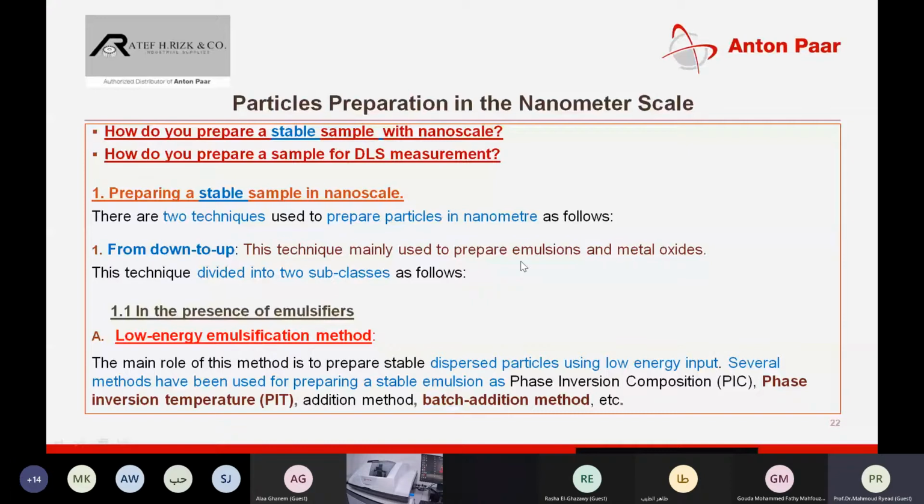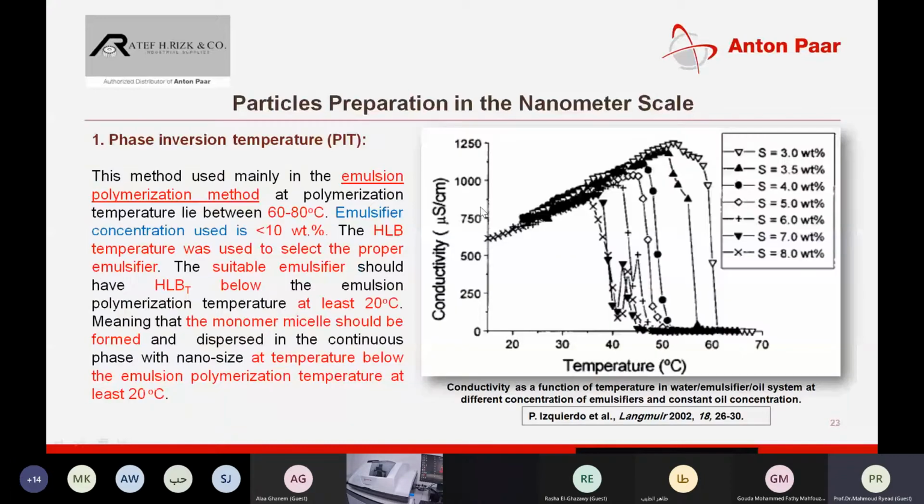Phase inversion temperature: this method is used mainly in emulsion polymerization at polymerization temperatures between 60 to 80 degrees centigrade. In this method, the emulsifier concentration used is less than 10 weight%. The HLB temperature is used to select the proper emulsifier. A suitable emulsifier should have an HLB temperature below the emulsion polymerization temperature by at least 20 degrees centigrade.